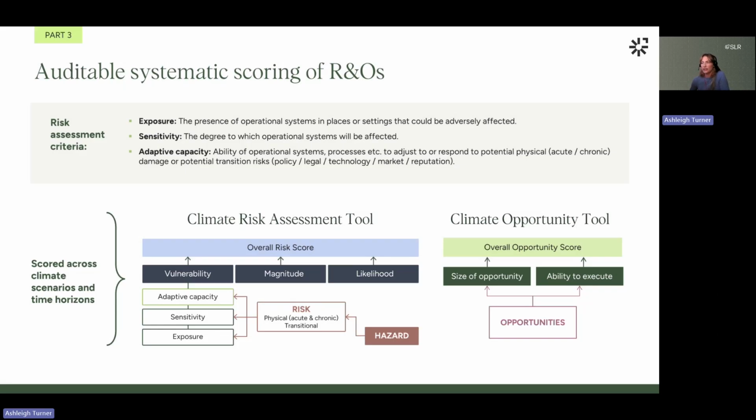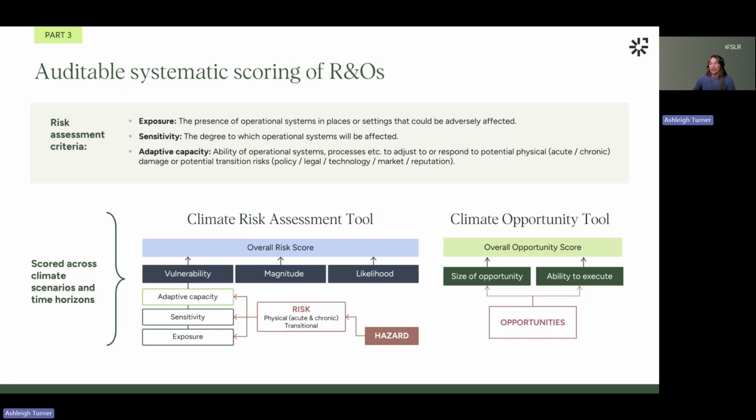For risks, the scoring has two familiar elements, magnitude and likelihood. That works similarly to most standard risk frameworks that you likely already have. And then the climate-specific element that tends to be new for people is vulnerability. That's made up of three components.